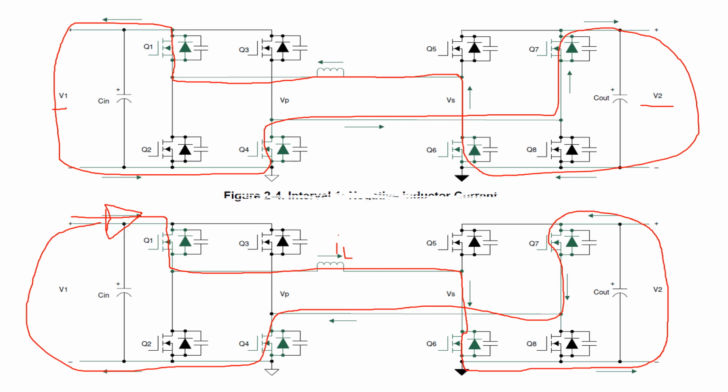In this case, the change in the inductor current will be equal to V1, which is the primary voltage, plus V2, which is the secondary voltage, divided by the value of the inductor. So that's what happens in the first interval of the switching cycle of the dual active bridge converter.